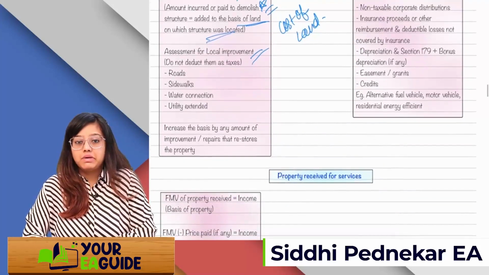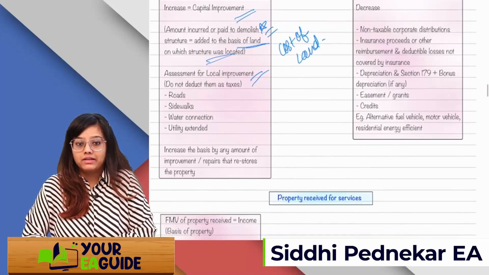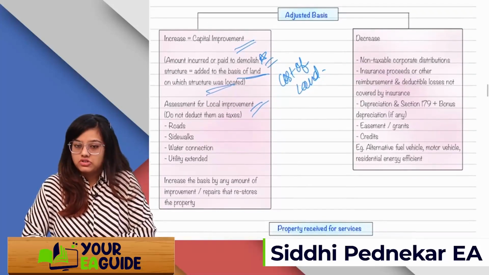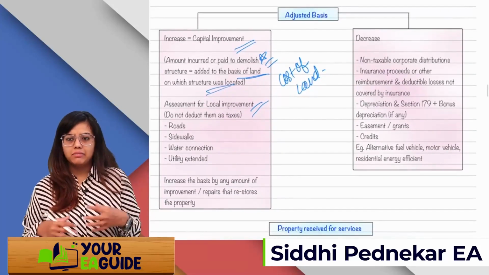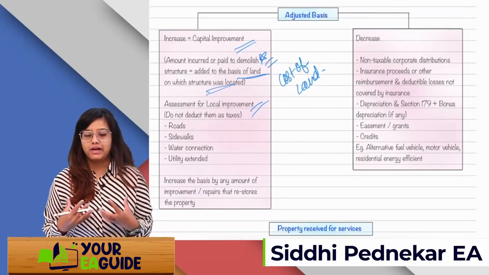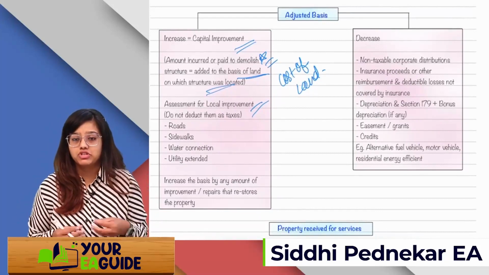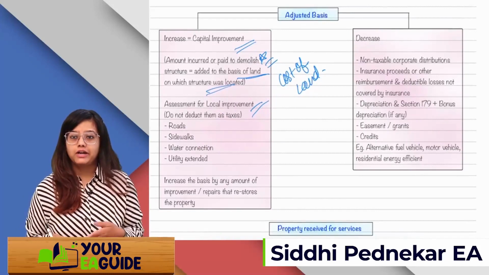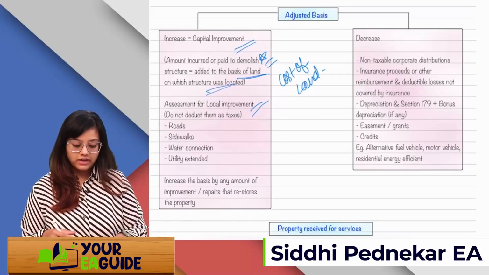Increase the basis by any amount of improvement or repair that restores the property. So this is very simple. Whatever improves the quality of the property, right? If there is any repair or improvement which is major, it should be added to the cost basis, right?